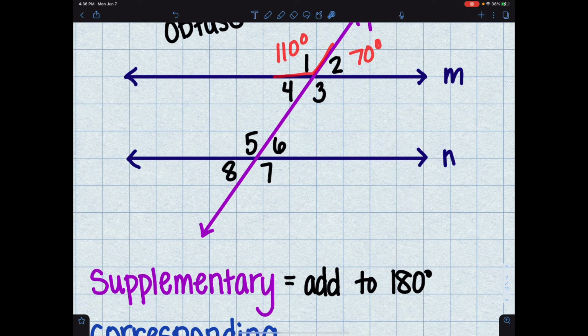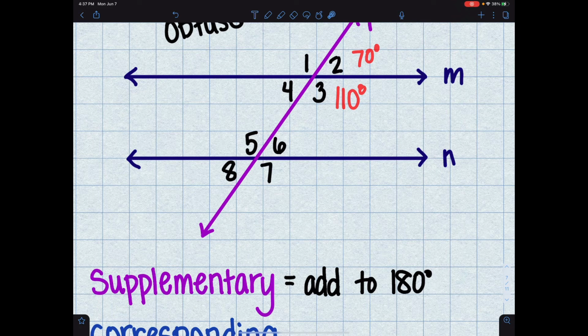I want you to notice something else. This angle is also a supplementary angle with 3, right? Because if you look at this sideways, this is a straight line. So 2 and 3 are supplementary angles because they add to 180. So if we figured out that angle 2 is 70 degrees, then it must be true that angle 3 is 110 degrees. Cool, huh?